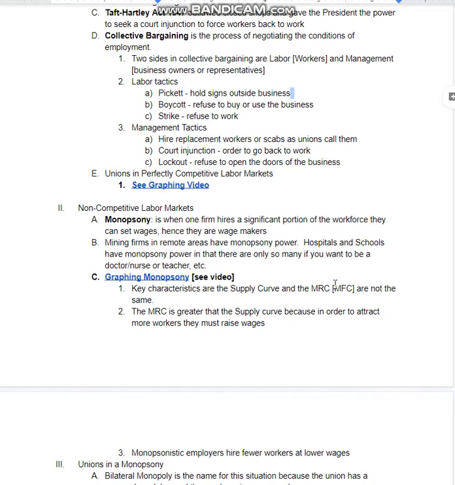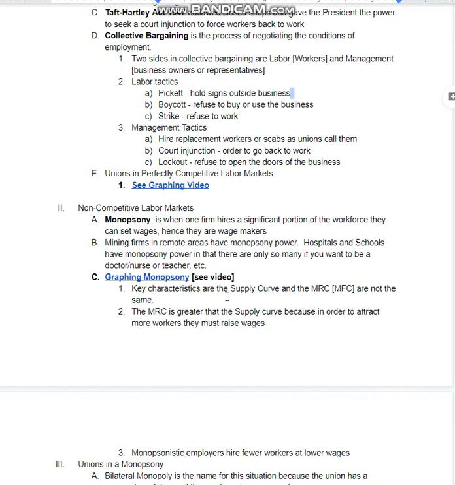They were monopsonistic employers. Hospitals and schools have monopsony power, because if you're a doctor, there's only so many hospitals you can work for. If you're a teacher, there's only so many schools that you could work for. You're very limited, and so they have some monopsony power. Obviously, in schools, they have unions. Nurses have begun forming unions. Doctors haven't. So when it comes to this, a monopsony power, they are a wage maker.